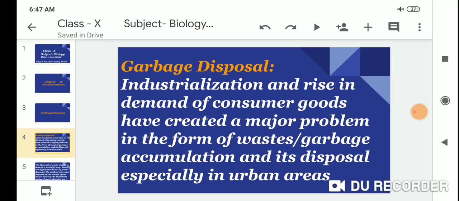Industrialization and the rise in demand of consumer goods have created a major problem in the form of wastage, garbage accumulation and its disposal, especially in urban areas.